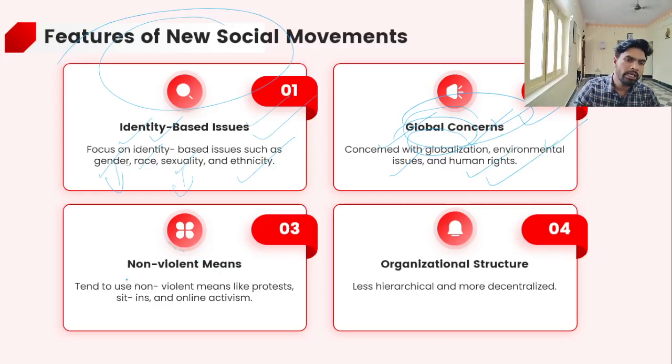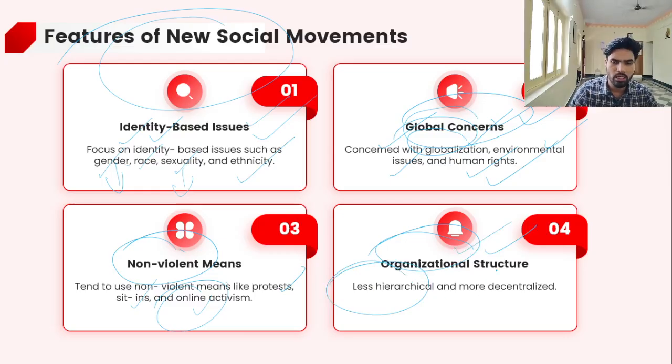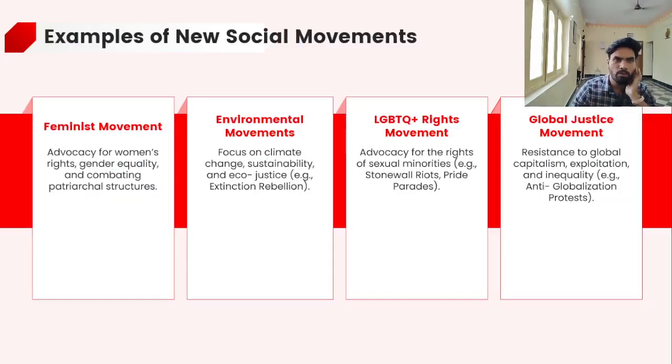And the means are non-violent. They tend to use non-violent means like protests, sit-ins, and online activism. This is another important feature. And the final feature is their organizational structure. They are less hierarchical and more decentralized in nature. So these are the features of new social movements.